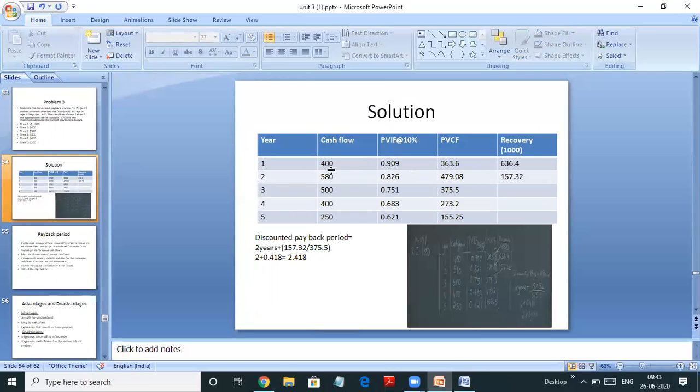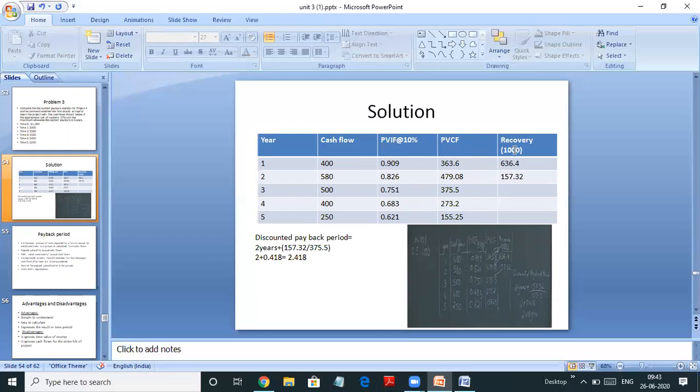Let's see. So you have the yearly cash flows. Again, I'm not taking 0 here because that's the initial investment. At 10%, these are the present value factors. If you multiply the cash flows with the present value interest factor, you get the present value of cash flow. 400 into 0.909 is 363.6. 580 into 0.826 is 479.08, and so on. You get the present value of cash flows.